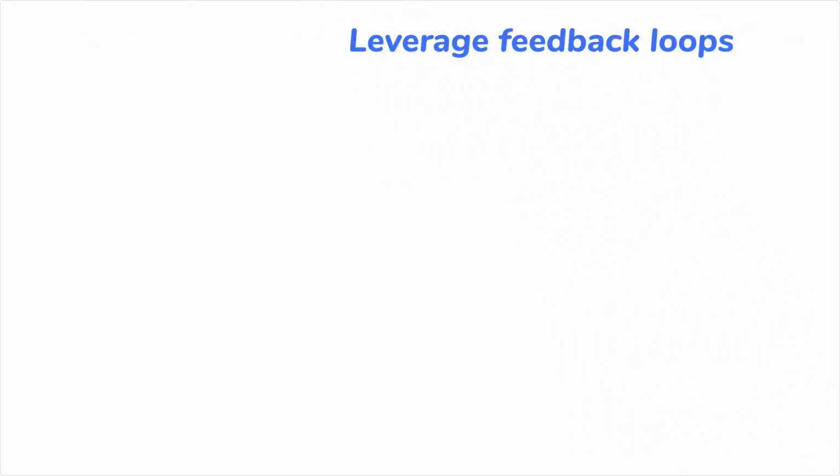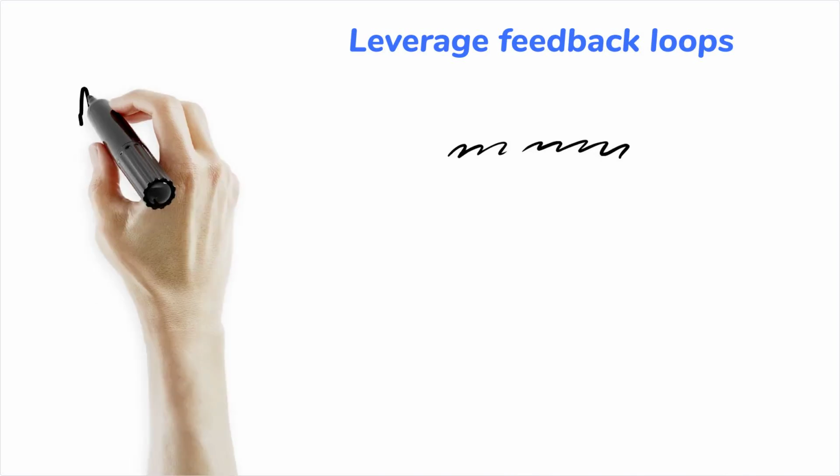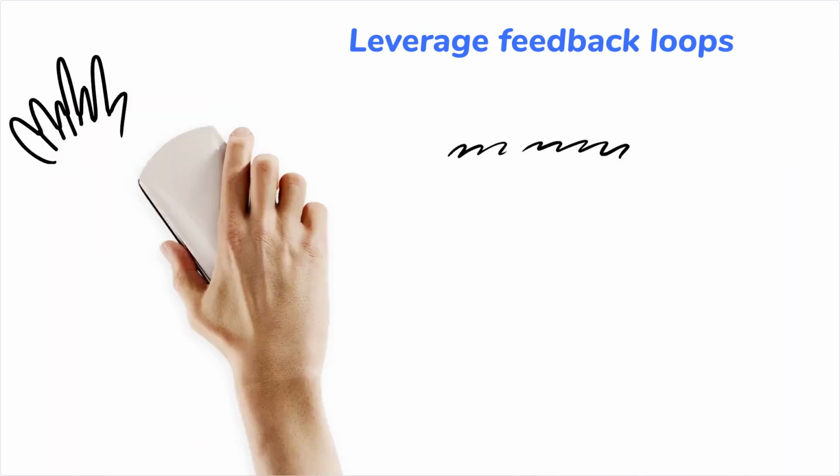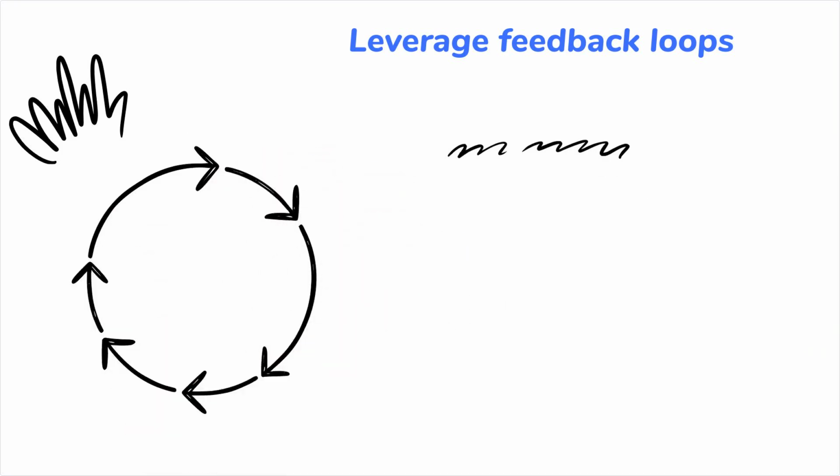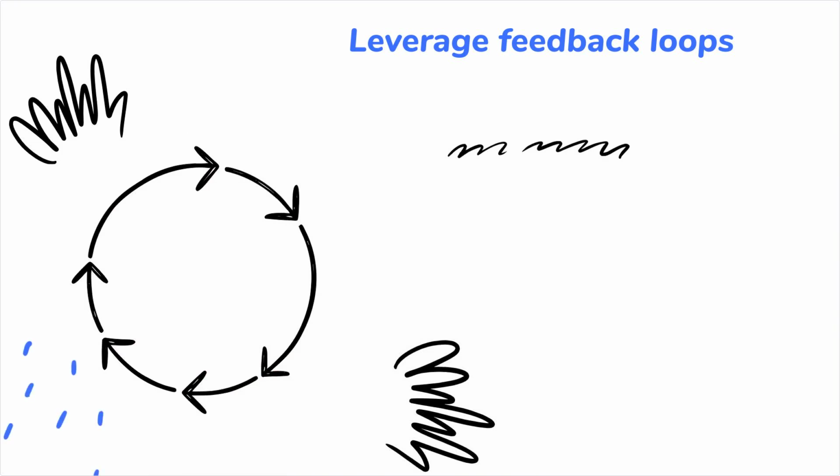Leverage iteration with feedback loops. Prompt refinement is key. If the result isn't ideal, tweak your prompt and be specific about what's missing or incorrect. For example, the solution works, but it's not optimized. Please rewrite it to reduce time complexity.